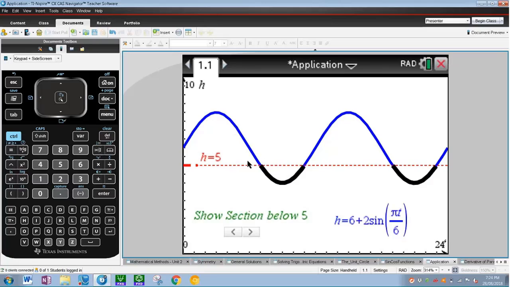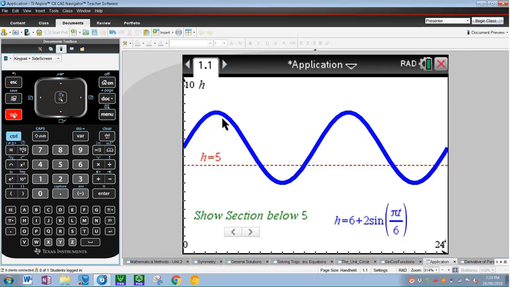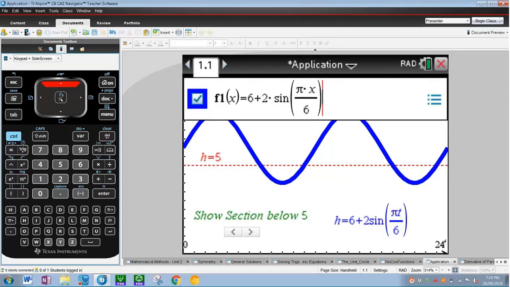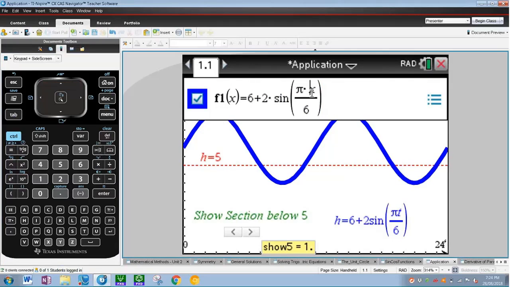And at the same time, I've also got a third graph here. So just showing you how I've done this, I've basically got F1, which is a sine graph. Of course, I've used x because that's what the CAS takes in. And then our second graph is just h equals 5, nothing too crazy there.